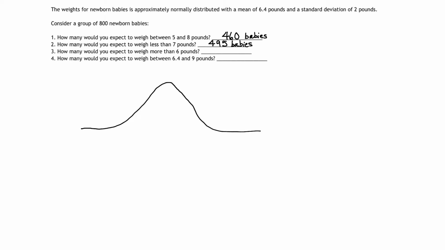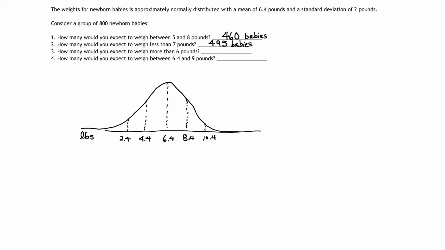So we have a standard normal distribution curve, the mean being 6.4, and the standard deviation of 2. So that means the first standard deviation away occurs at 8.4 pounds, the second at 10.4, and on the left, the first standard deviation occurs at 4.4, and the second at 2.4. These are our babies' newborn weights.